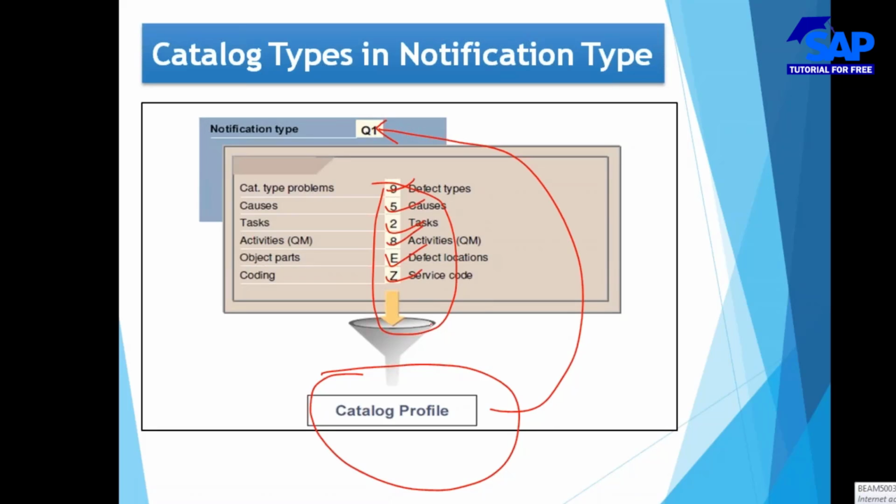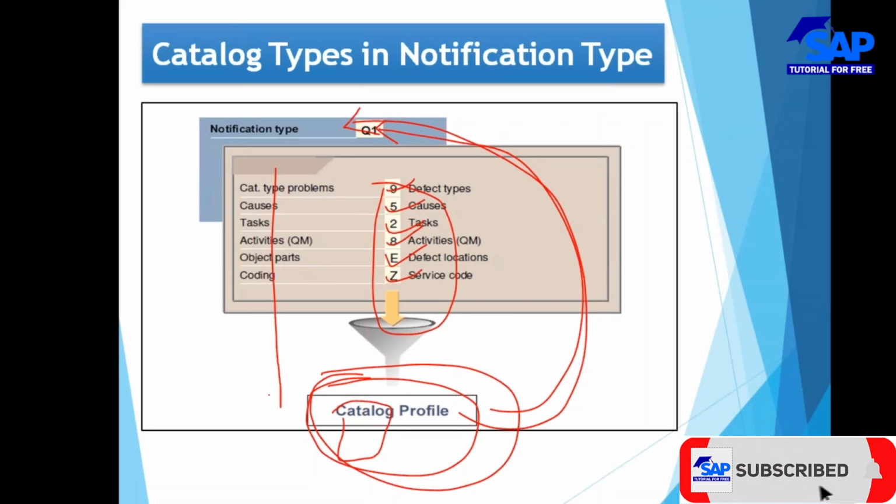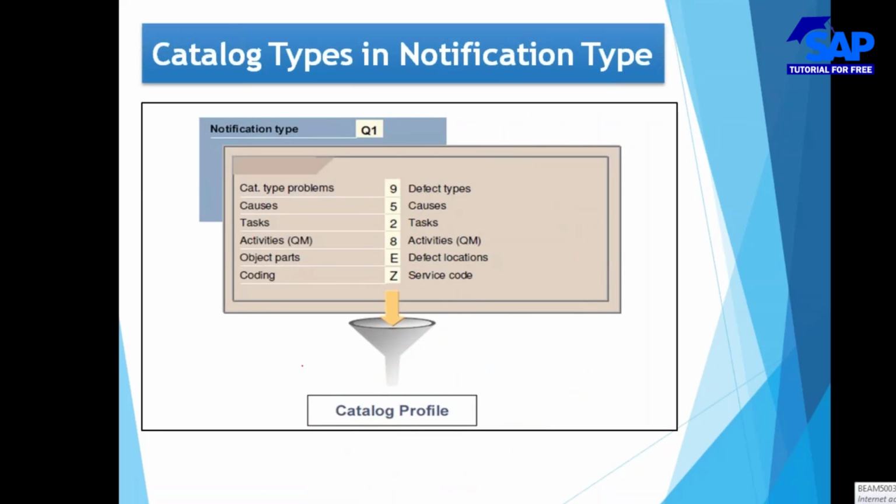So first you create all code groups in the catalogs, and then you assign them to a catalog profile. Finally you assign this catalog profile to your notification type. That is how you design in the system. We will see all these things in the system.